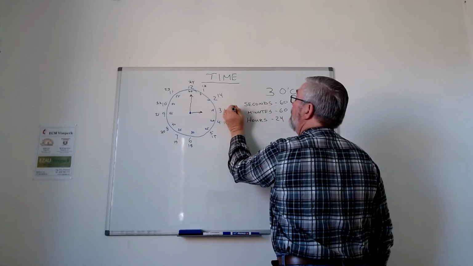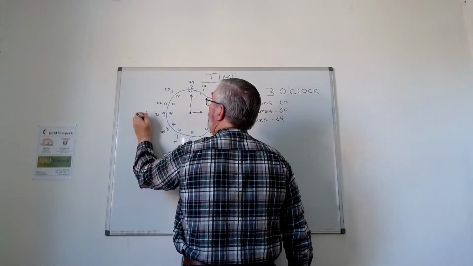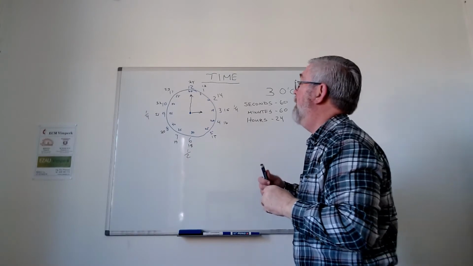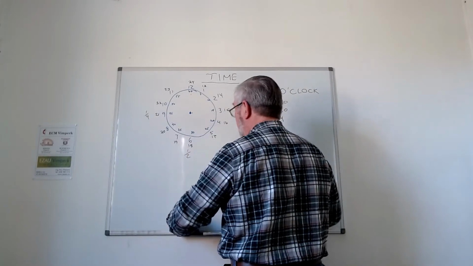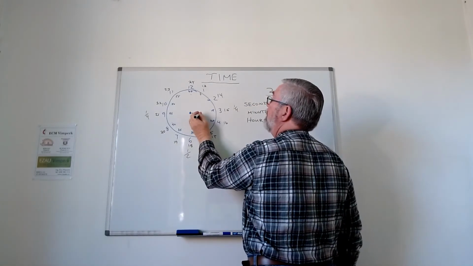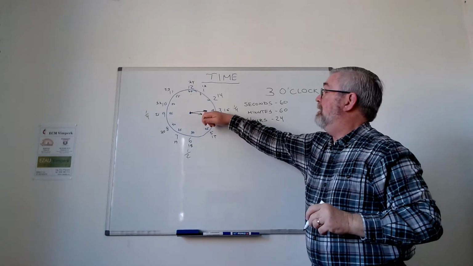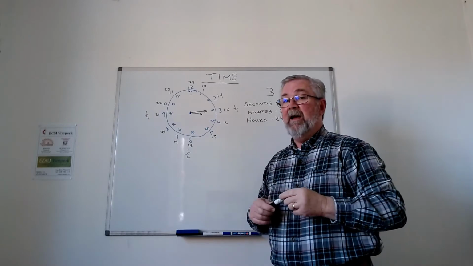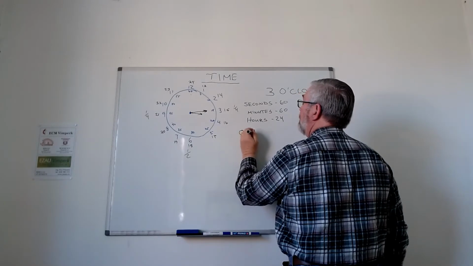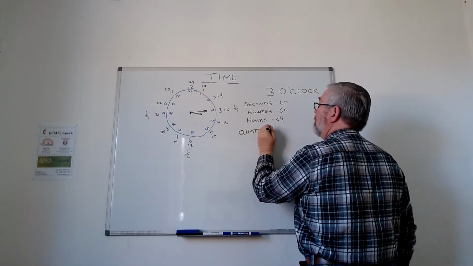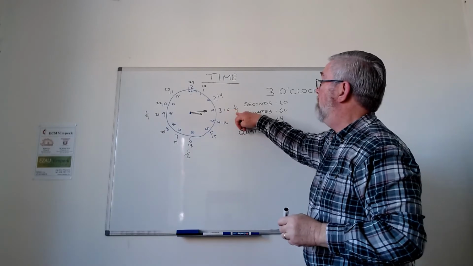This is 1/4, 1/2, and 1/4. So for example, if I move this hand, the small hand, just past the 3, and the big hand on the 3, we would refer to that as 3:15. Okay, so that would be 3:15.